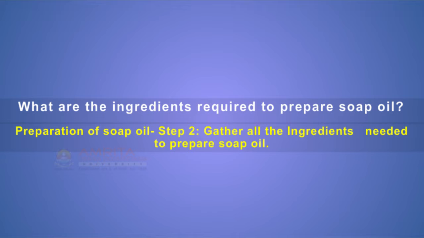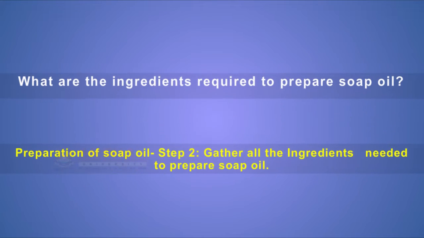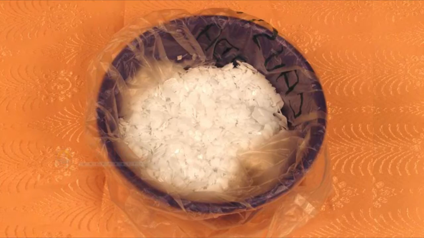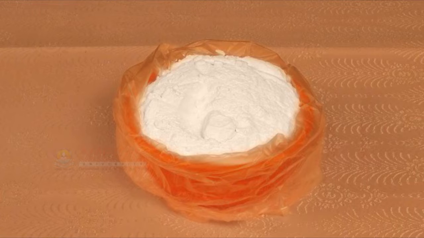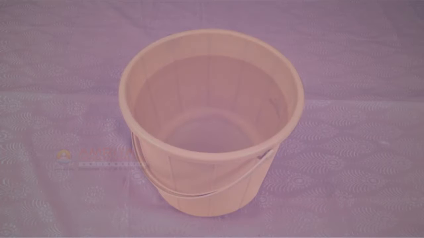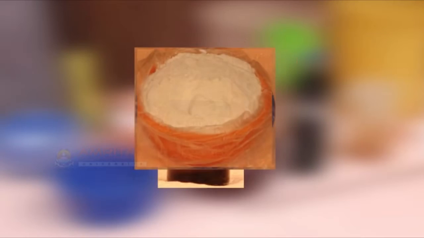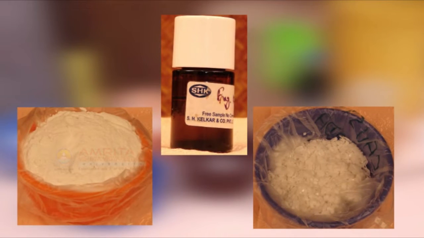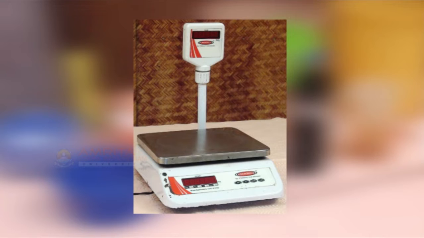Step 2. Gather all the ingredients needed for the job. The ingredients needed to produce soap oil are caustic soda 100 grams, washing soda or soda ash 300 grams, acid slurry 1 liter, drinking water 10 liters, 25 milliliters of perfume, which is optional, and 1 gram of color, which is also optional. Now it's time to weigh the ingredients.